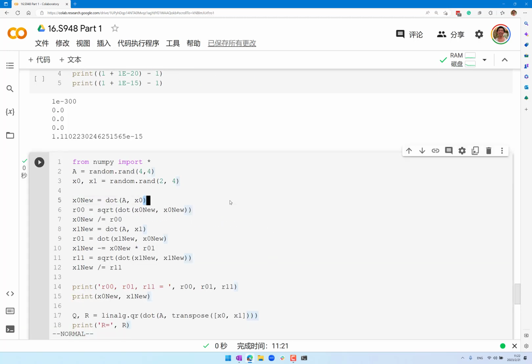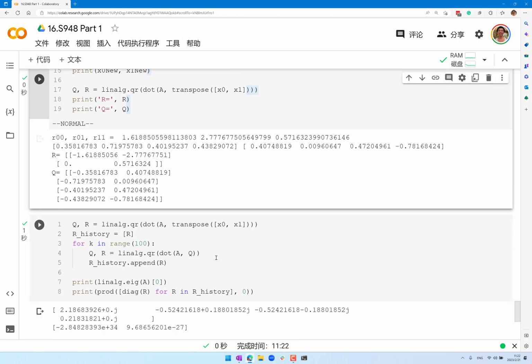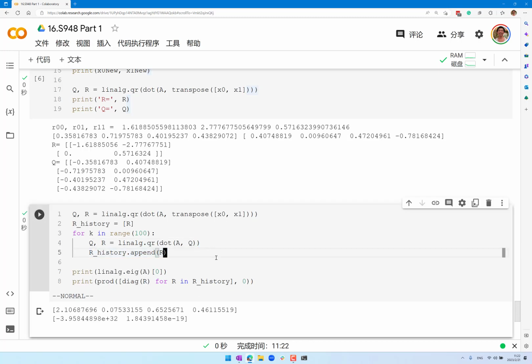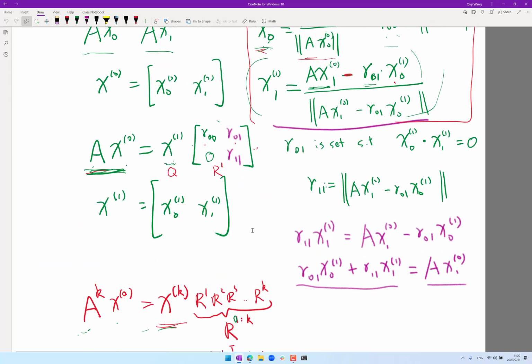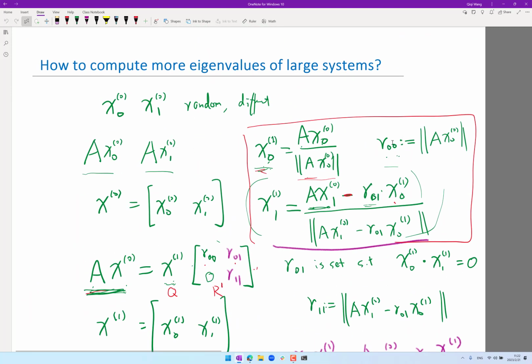So maybe we should do another randomization of the matrix A and do it again to see if we can get two large real ones. Okay, so this time we get a bunch of real eigenvalues, and the two largest in magnitude are the 2.1 and the 0.65, right? And then, if you look at the product of the 1-1 entry, it gives you a very large number. But that very large number is basically the product of the R00s, and the second one is the product of the R11s.